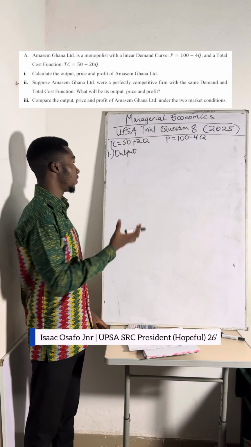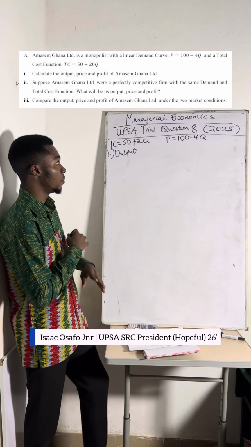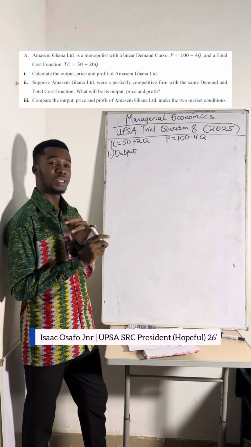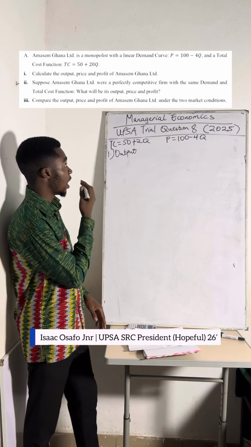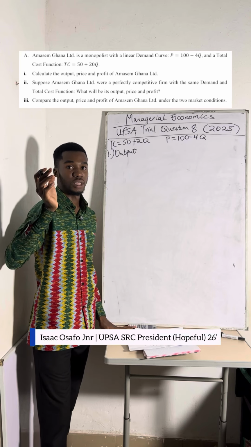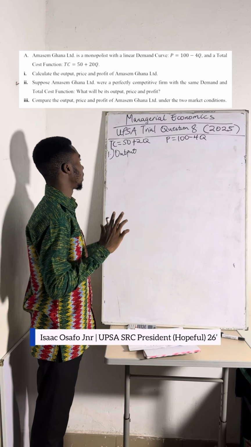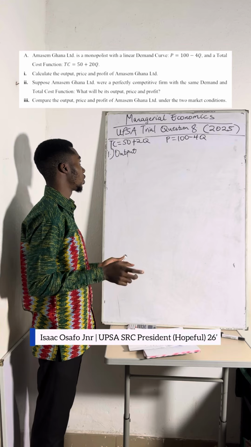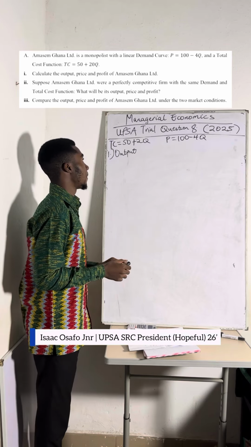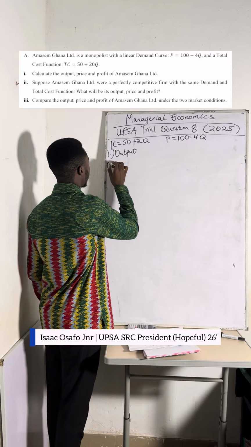I repeat, when you see any question like this, especially when they are talking about a monopolist, and they ask you for the output, you have to equate the marginal revenue to the marginal cost. Do you get it? So now, in this one, they've not given us the marginal revenue, not given us the marginal cost. So we'll have to find it. So let's start with the marginal revenue, which is our MR.